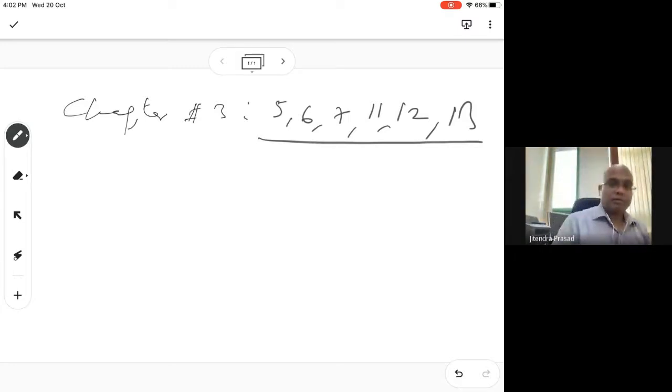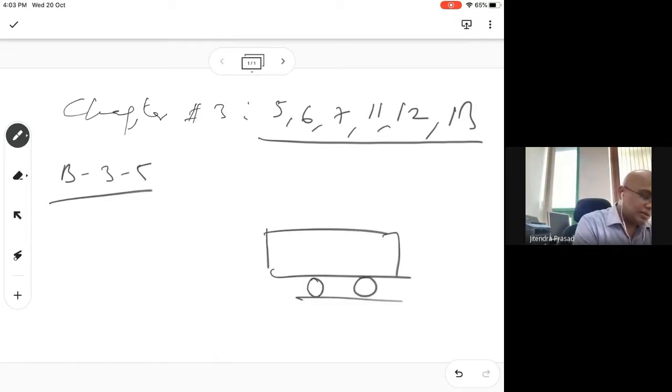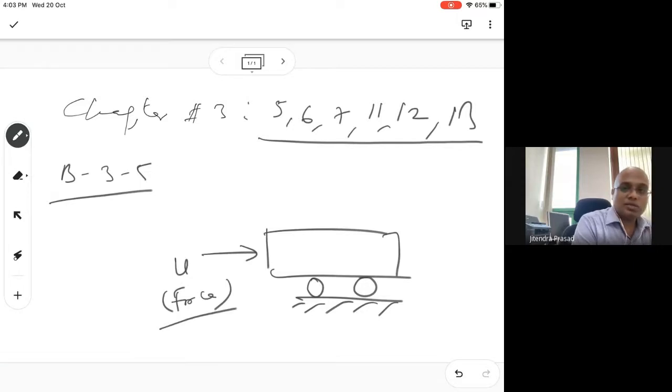Problem number B35. Okay, and it says that there is an inverted pendulum problem. So you have something like this. You have a cart here, then it can move in horizontal direction. Then you have force. U is force. Remember, U is given as force, and then there is a bar here.